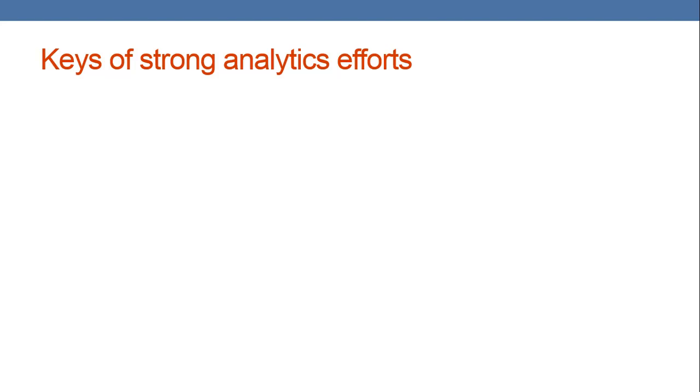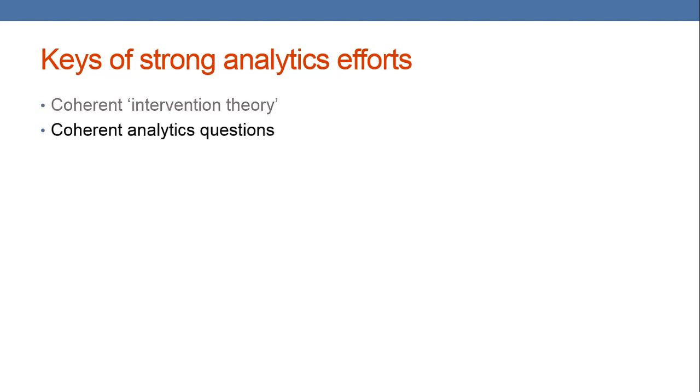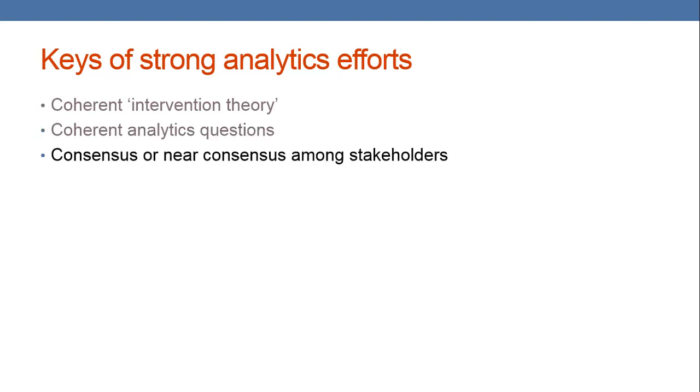So the last thing I want to talk about is what makes a good analytics effort. I think by now it would be pretty redundant for me to talk about intervention theory again, but of course I have to mention it because the analytics is just the caboose. The intervention theory is the thing that drives the train. And so if we don't have a good intervention theory, we cannot have a coherent analytics plan. And so I hope that's been clear from this talk today. And then if we have a coherent intervention theory, we're going to have good analytics questions, and we're going to have good consensus among the stakeholders about what's important and how to put our resources together.